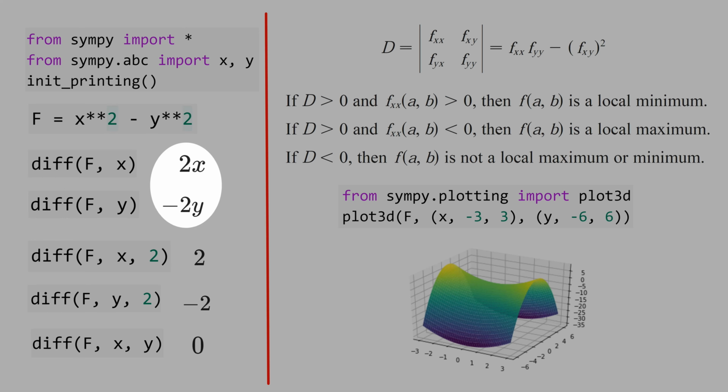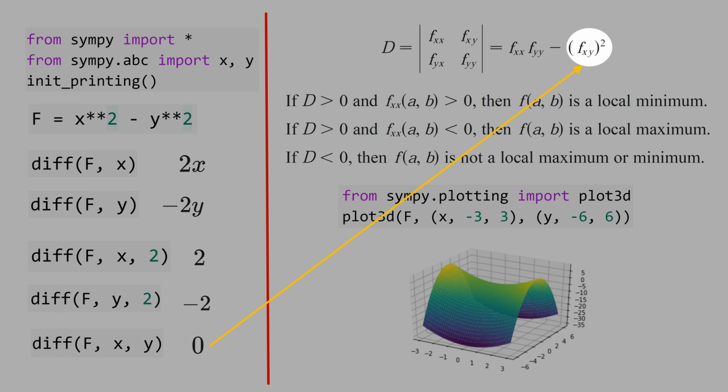Therefore, there is only one critical point that you have to analyze, where x equals 0 and y equals 0. Now, let's calculate fxx. That's the second derivative in terms of x, that is equal to 2. And let's calculate fyy, that is minus 2. And let's calculate fxy, that's the same as fyx. And this cross derivative is equal to 0.